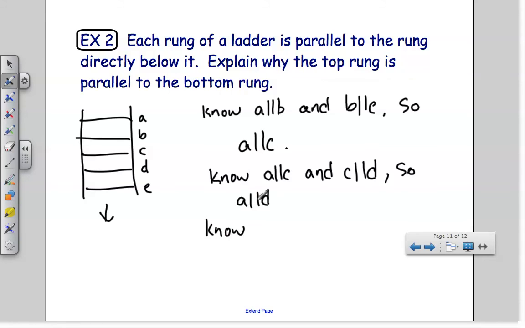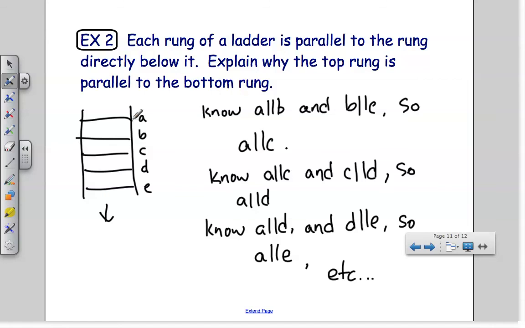And then you take this. You now know that A is parallel to D. And what is D parallel to for sure? E, the one directly below it. So now A is parallel to E because they were both parallel to D. And I'm just going to say etc. because you could continue all the way down the ladder because you always know it's parallel to one directly below it.